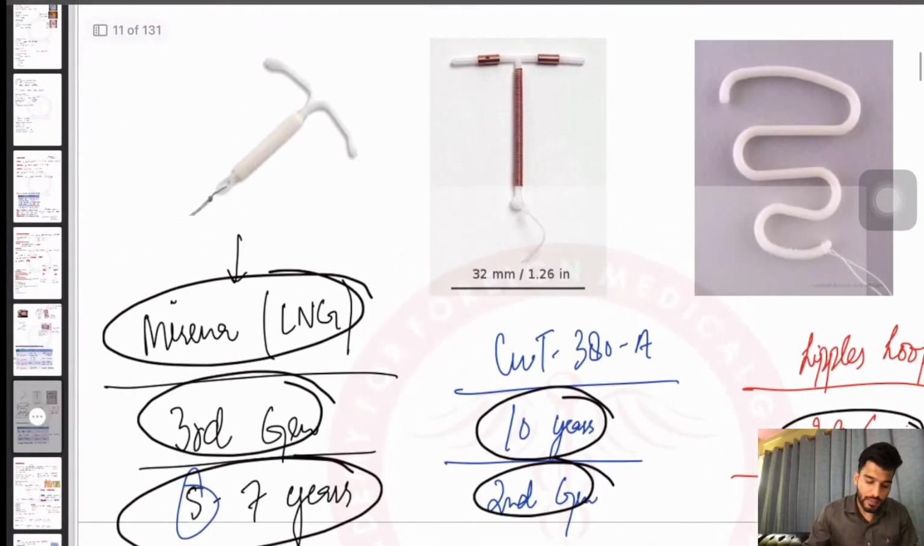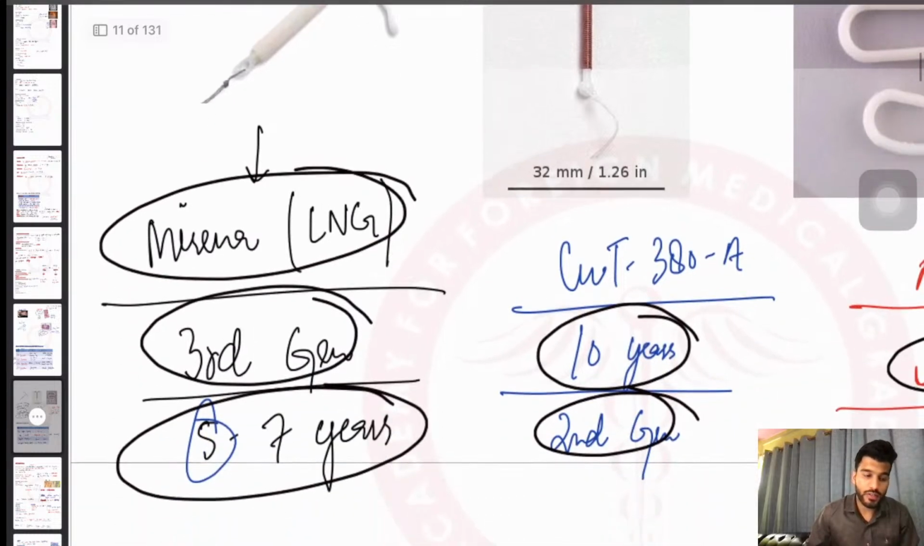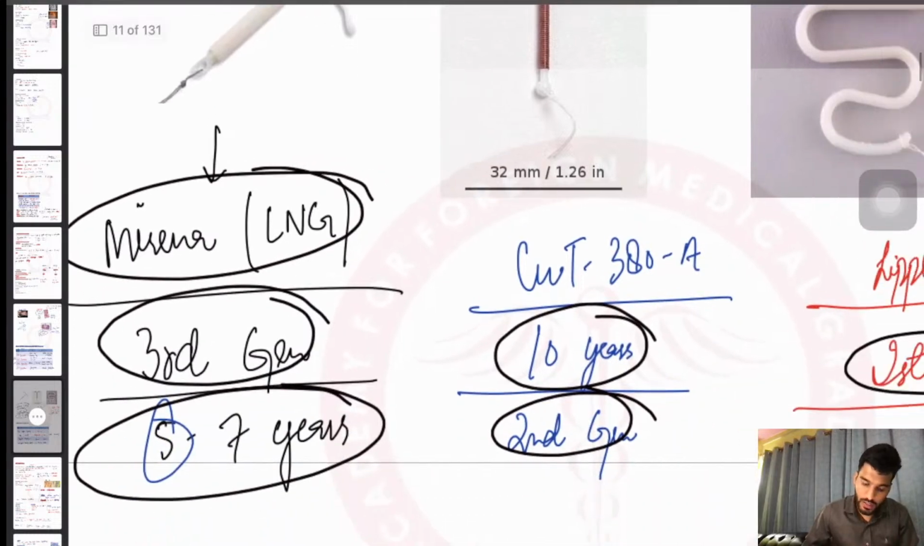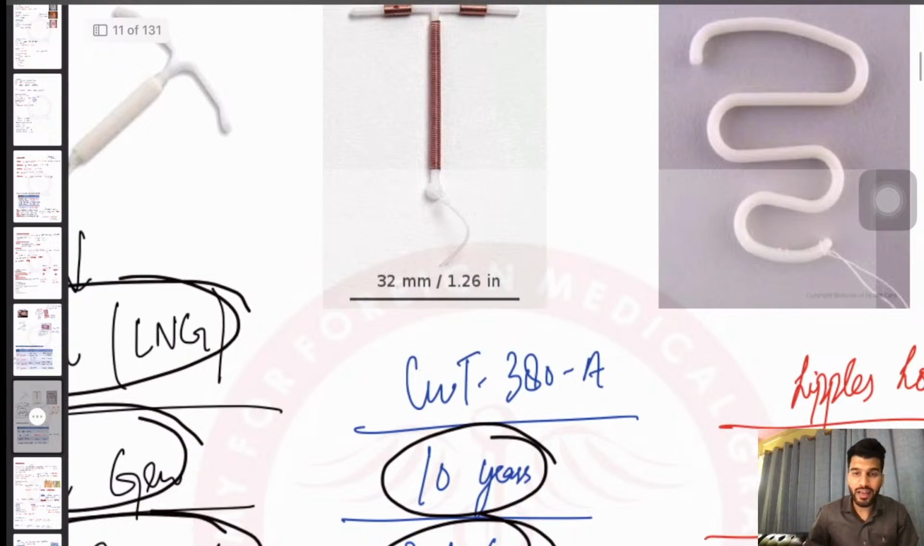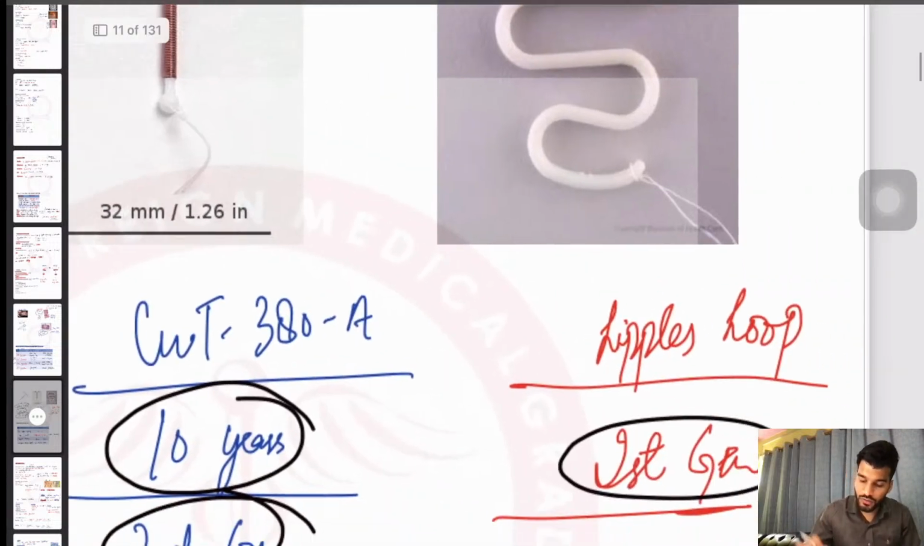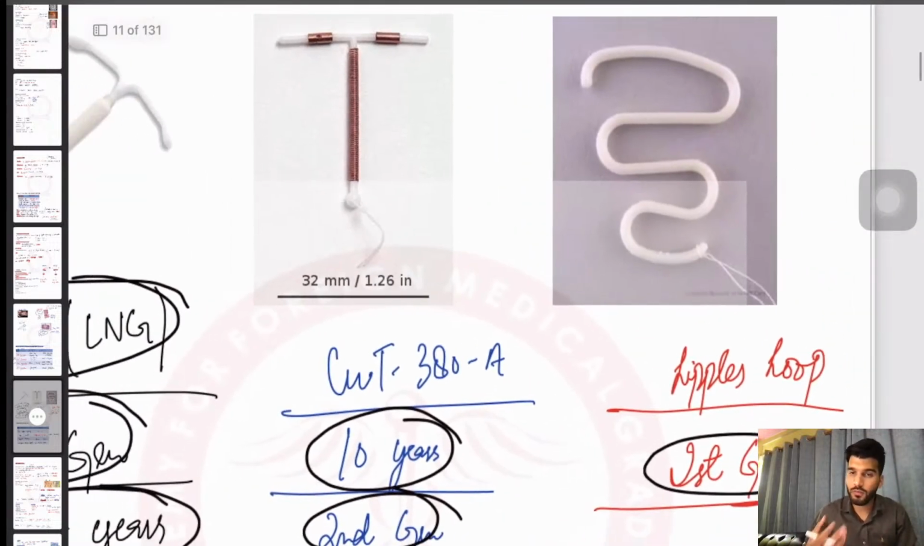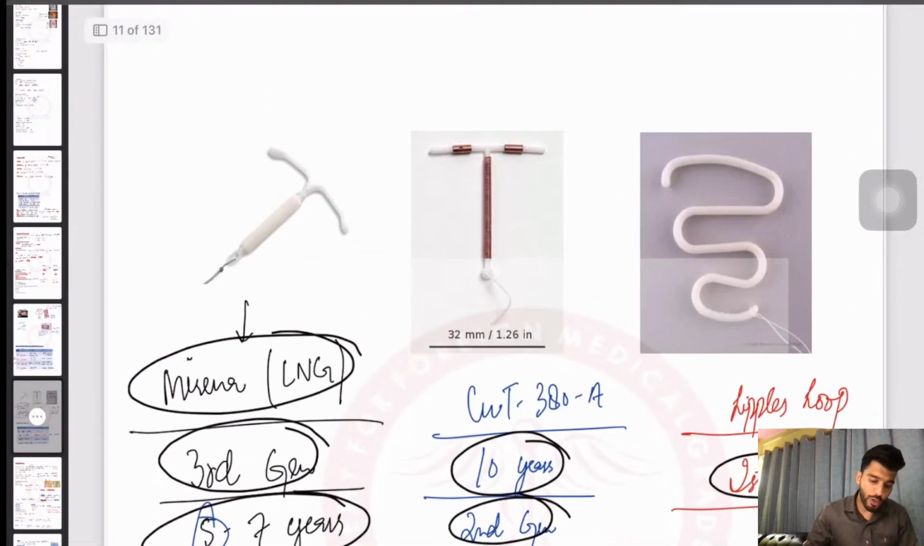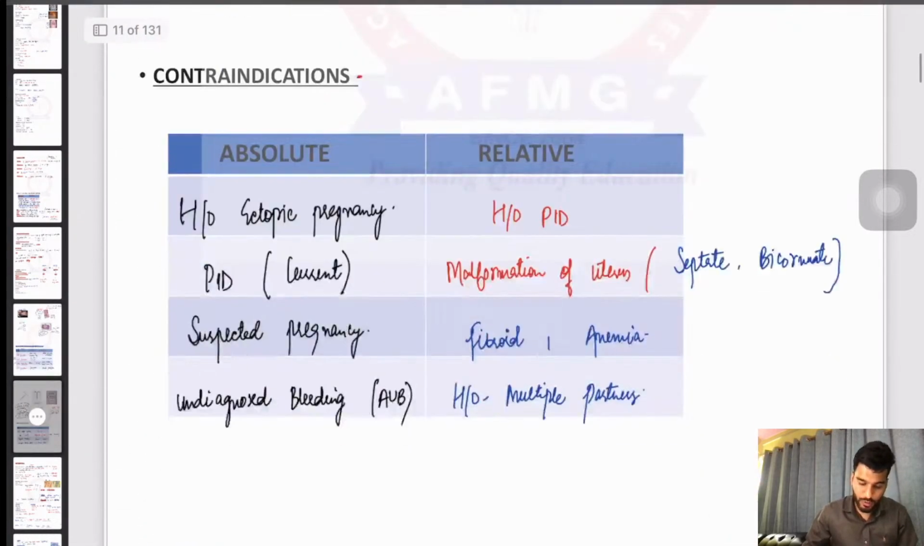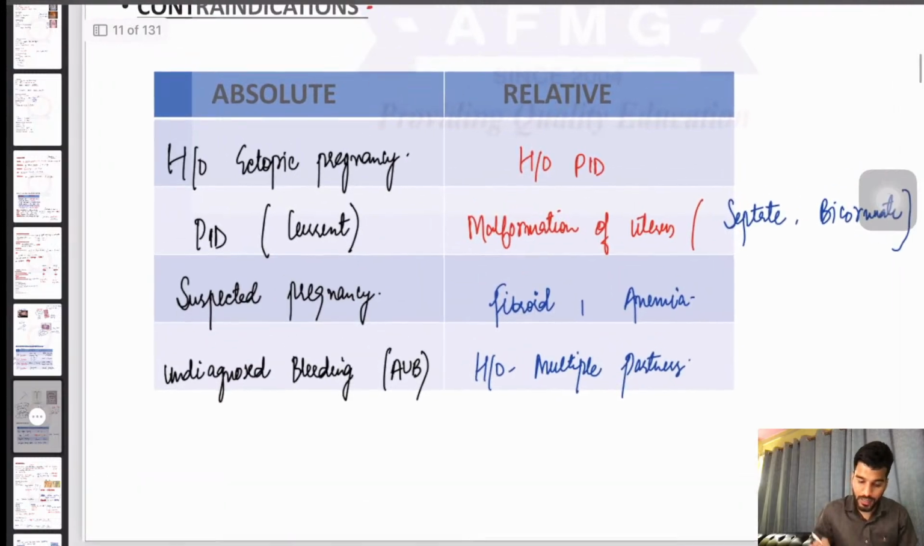This is a classical picture of a Mirena, guys, a third generation IUCD, having a lifespan of 5 to 7 years. This one is the copper T380A, having a lifespan of 10 years, and this one is the Lippes loop, a first generation, but it's very old, we don't use it now. The mechanism of action I've already discussed, and relative and absolute contraindications as well.